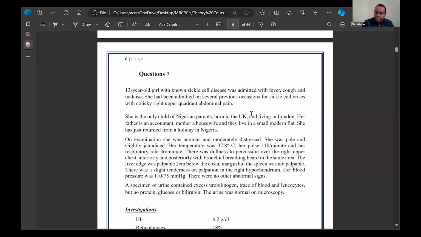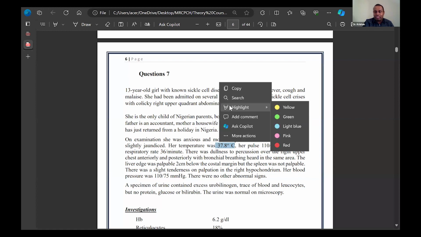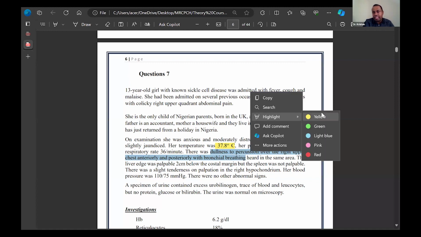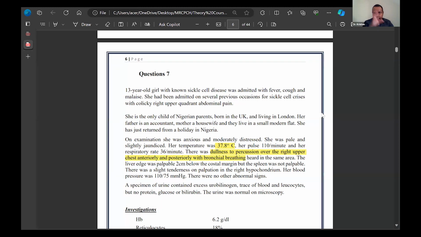On examination, she was anxious, moderately distressed. She was pale and slightly jaundiced. Her temperature was 37.8. Slightly febrile, very slightly, so 37.5 is the cutoff. Pulse rate is slightly high. Respiratory rate is okay. Dull percussion over right upper chest anteriorly with bronchial breathing. Dull percussion and bronchial breathing, we know that it is pneumonia. It has only localized to a particular area, so it is likely to be a lobar pneumonia.